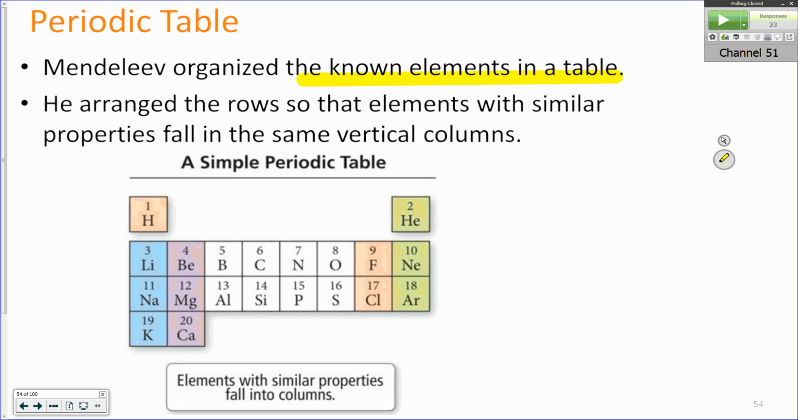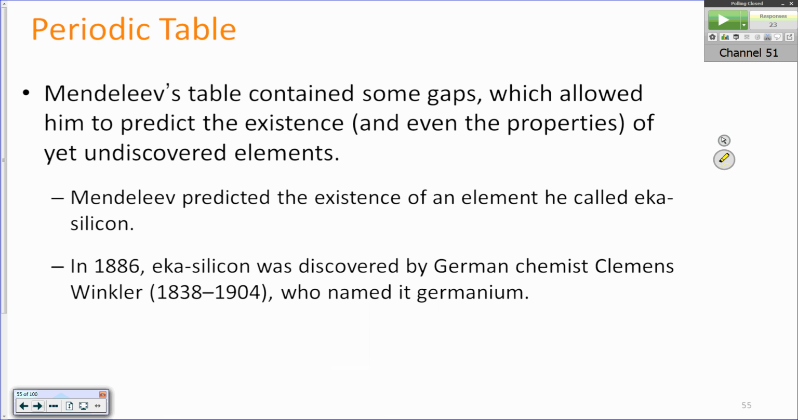Theirs were based on, one was based solely on chemical properties, one was based 100% on physical properties, but his organization gave us where the similar properties, both chemical and physical, fall into these vertical columns going up and down. And it became the organization of the periodic table that stuck today. This is the modern periodic table.